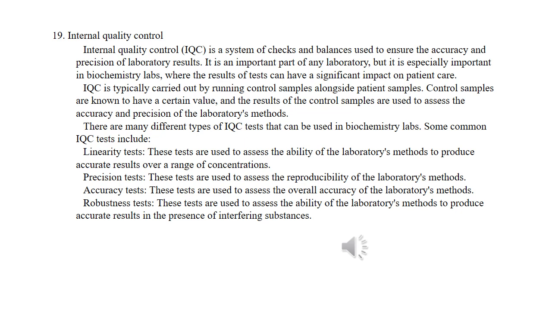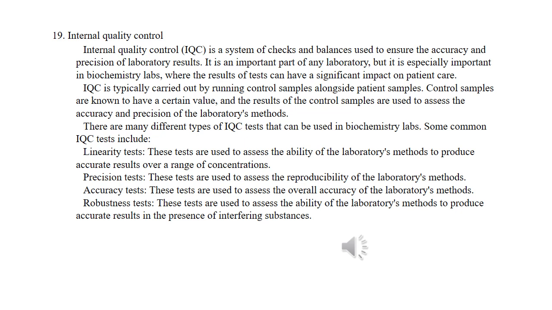IQC is typically carried out by running control samples alongside patient samples. Control samples are known to have a certain value, and the results of the control samples are used to assess the accuracy and precision of the laboratory's methods. There are many different types of IQC tests that can be used in biochemistry labs.